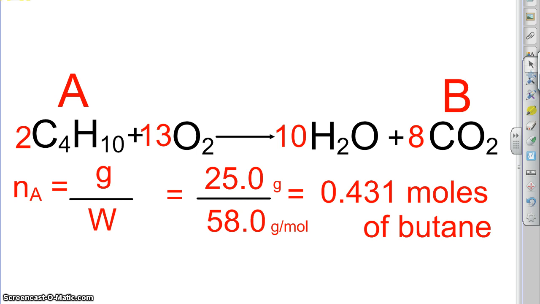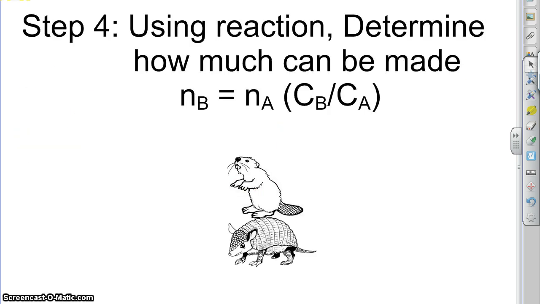That's what we just found. So we found moles of A is 0.431. We've done step 3. We've got a reaction unit. We have 0.431 moles of that stuff. So step 4, just like before, is exactly the same. We're going to beaver over armadillo it.